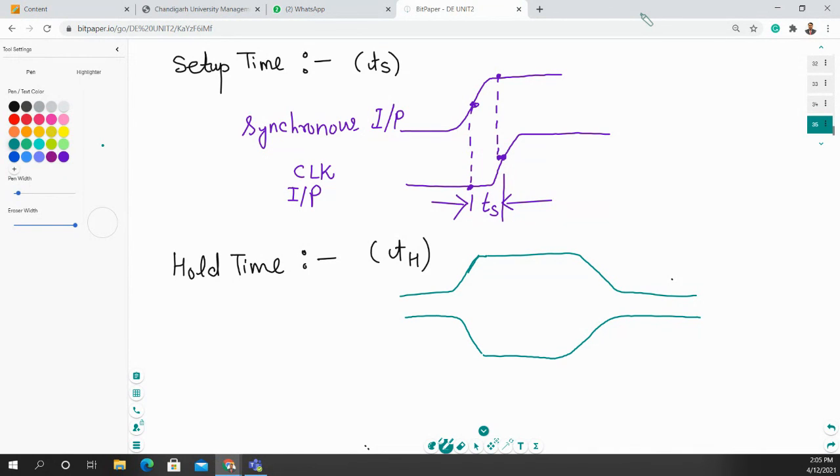Okay, so let's suppose that your transition happened at this particular moment, and this is the point. This is the point when the transition happened, and from this point to this point, what we can call a hold time. So this is your hold time, and we can represent it as TH. The time interval immediately following the active transition of the clock signal, during which the synchronous input has to be maintained at a proper level. Okay, and it should be the minimum value.